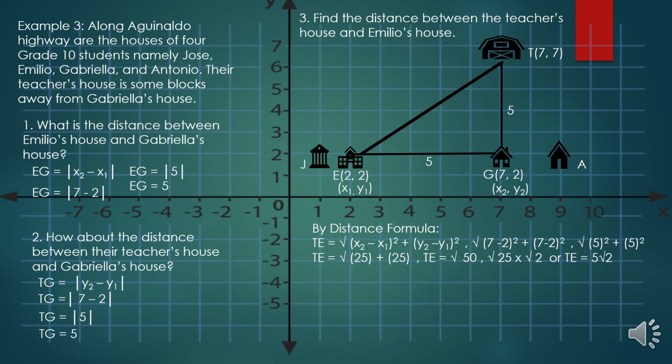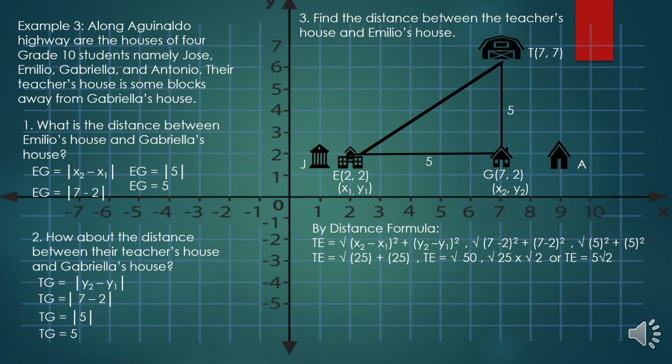Then plus, same case, we have y sub 2 minus y sub 1, we have 7 minus 2, and that is 5. 5 squared is equal to 25. Then the square root of 25 plus 25, and that is equal to the square root of 50. Then the factors of square root of 50 is equal to the square root of 25 times the square root of 2. Or the distance from their teacher's house to Emilio's house is equal to 5 square root of 2, because square root of 25 is a perfect square.